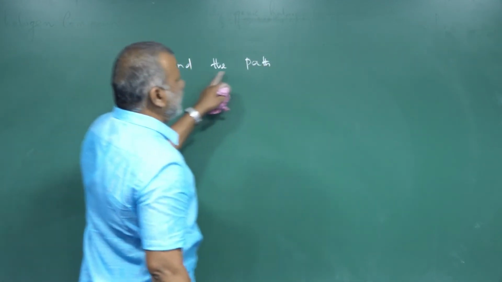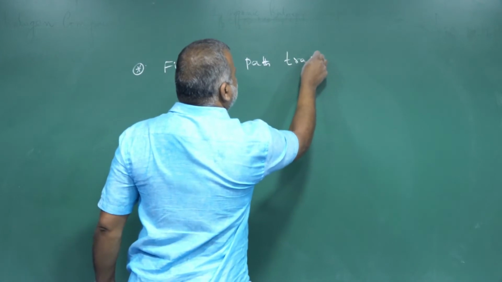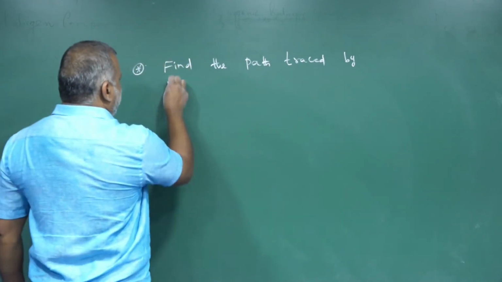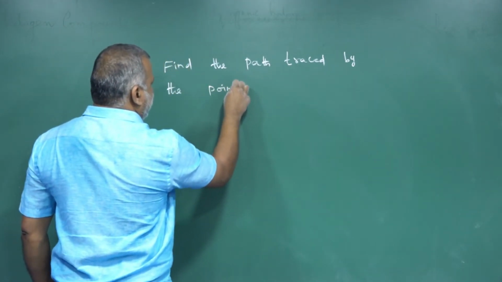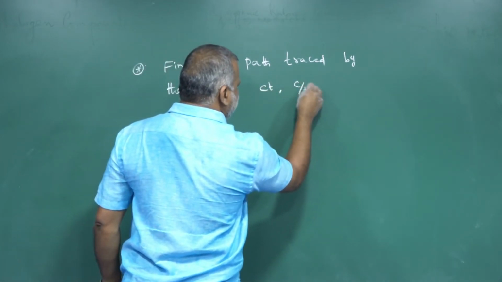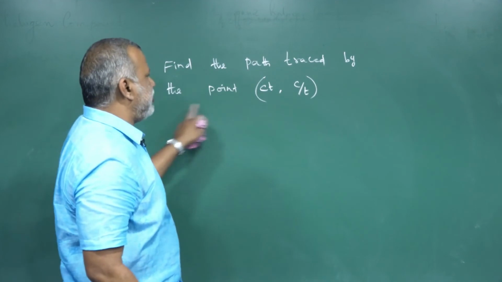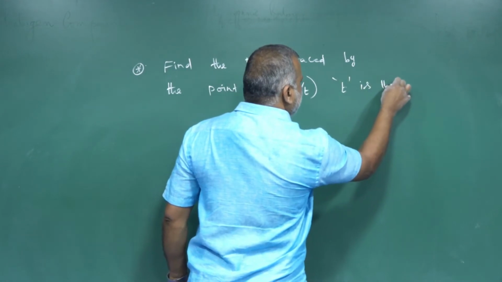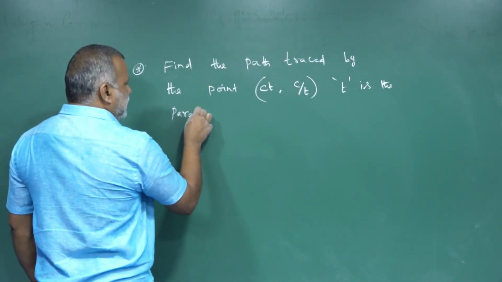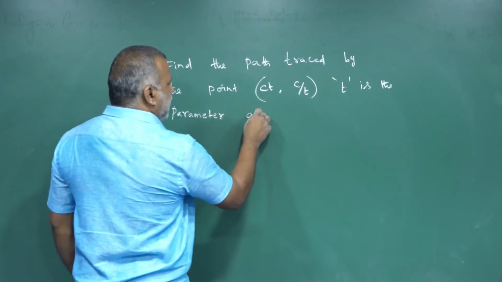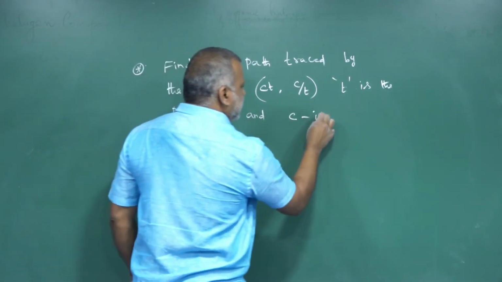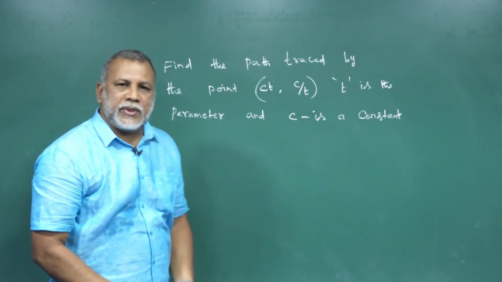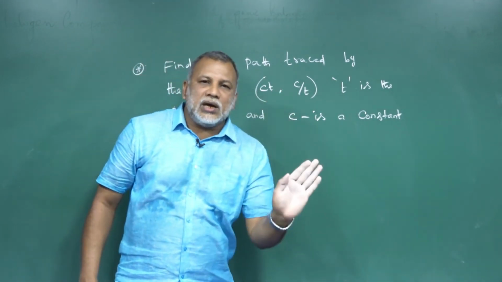Find the path traced by the point ct, comma c by t. t is the parameter and c is a constant.